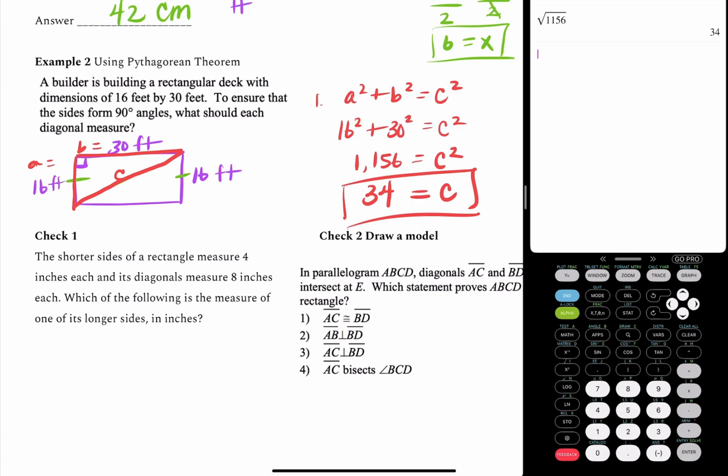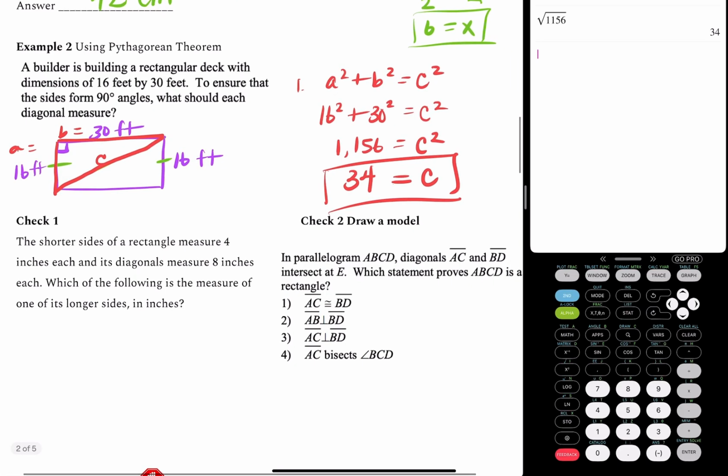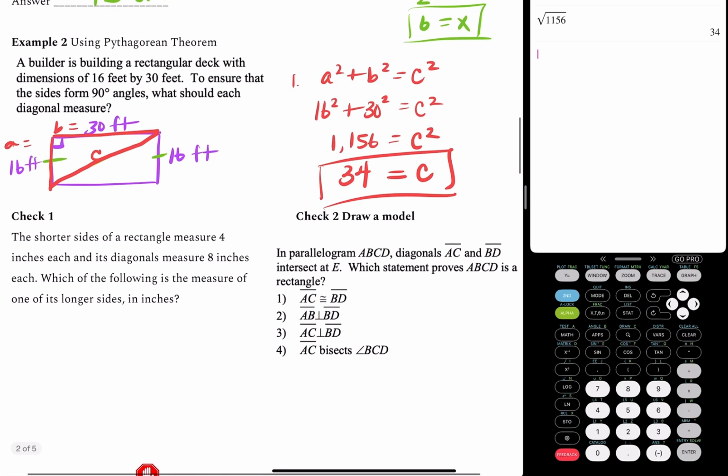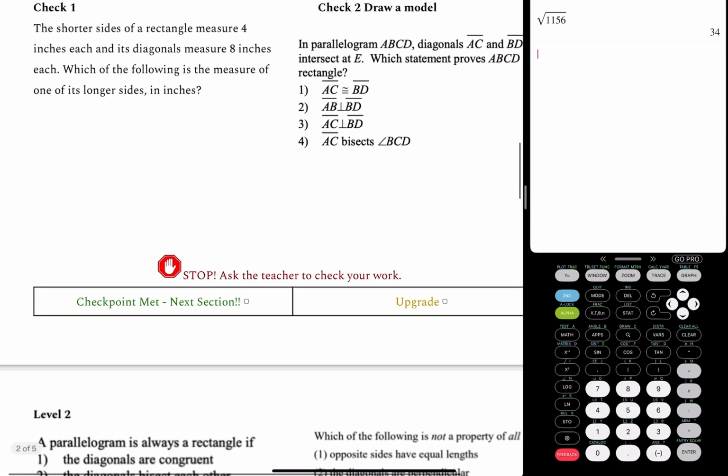The Regents will throw in random Pythagorean theorem problems, so apply what you know. Go ahead and do the check 1, check 2. Make sure you get a stamp before you move on, and aim to get above level 2. Good job, guys. Use your notes. I'll see you next time.